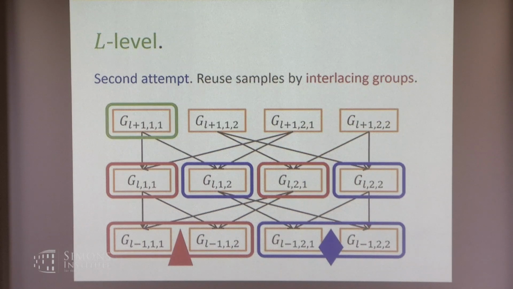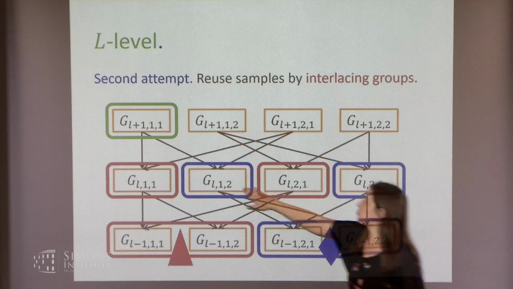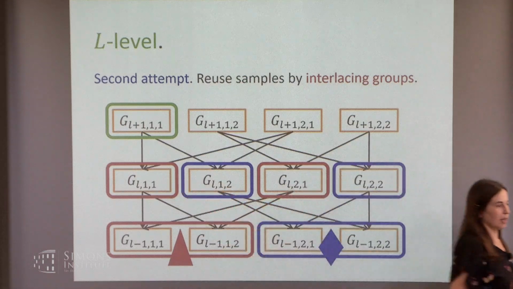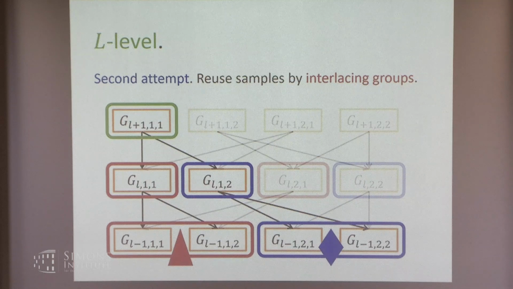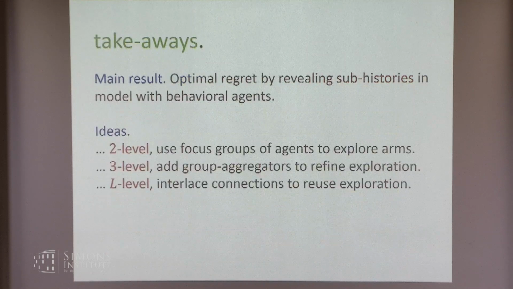And then in the top layer, they get to see explorations of both types of arms. And hence they can exploit. And so that's the history they see, they exploit. And that allows me to get improved regret bounds. So I can go all the way down to approaching t to the 1/2.